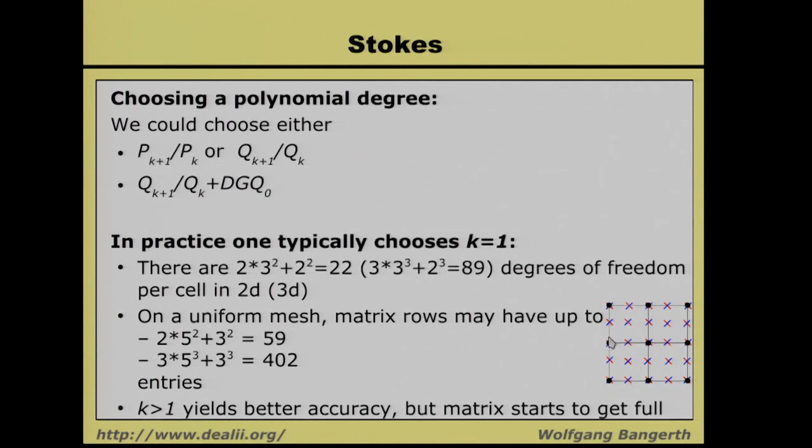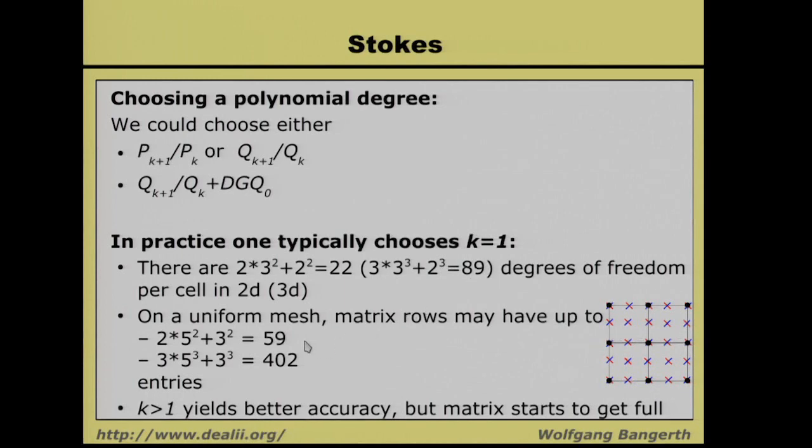It also has 9 degrees of freedom for the y velocity. These would be the red lines. And then it has 4 pressures. That would be the Q2, Q1, the traditional Taylor-Hood approach. So if you add this up, 9 for the x velocity, 9 for the y velocity, and 4 for the pressure, you end up with 22 degrees of freedom per cell in 2D. And in 3D, you end up with 89. Okay, so that's already a lot of degrees of freedom per cell.